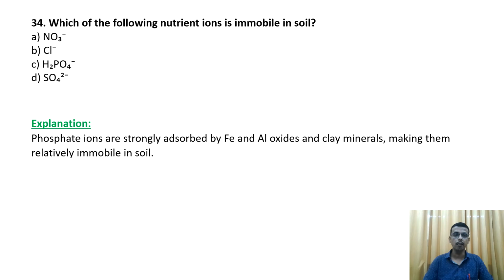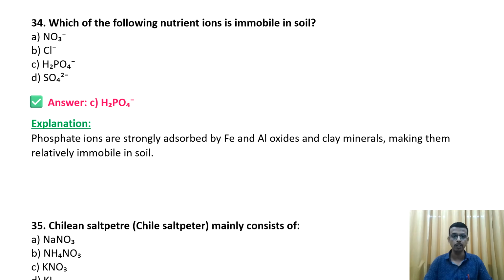Then coming to which of the following nutrient ions is immobile. Most of the anions are mobile in soil because clay colloid is negatively charged, and anions are negatively charged. The only exception is the phosphate anion. So the answer is phosphate, because it is strongly adsorbed by the iron and aluminum oxides in the acidic soil, and in the case of alkaline soil, by calcium and magnesium.